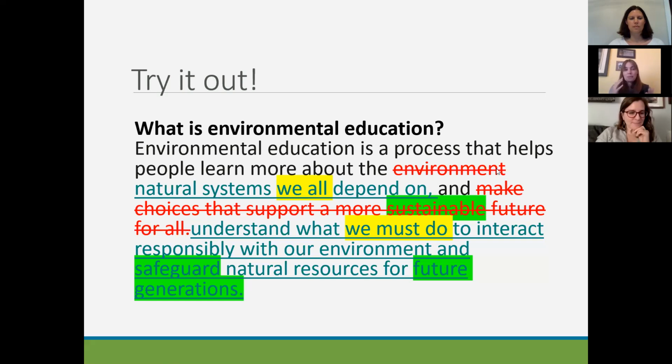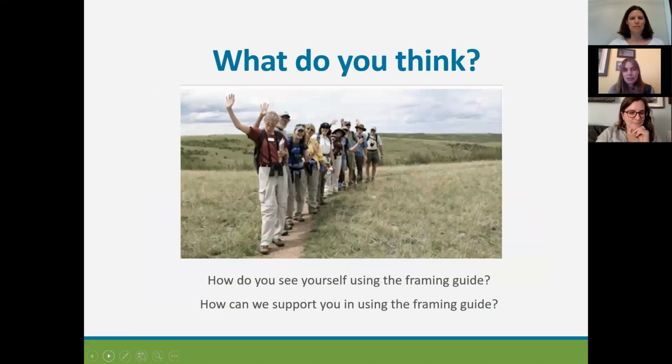I think it probably depends a lot on who your audience is and what you're trying to communicate. Would love to just spend a few minutes, we only have a few minutes left, chatting about how you see yourself using the framing guide and how we could support you in using the framing guide.